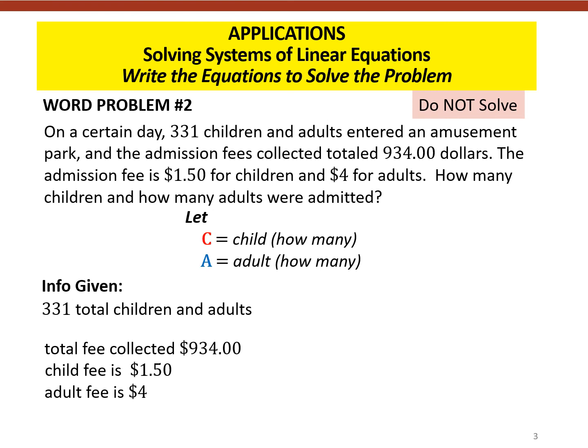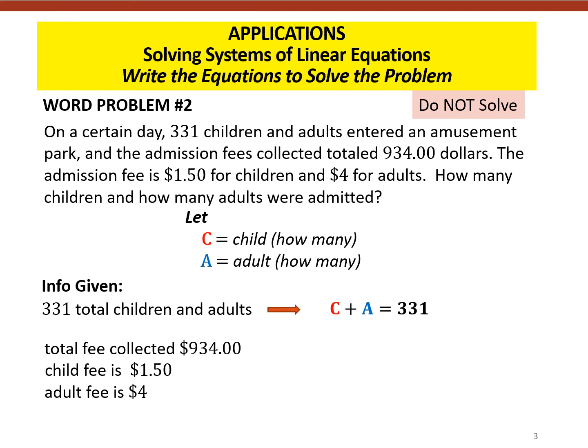Now, let's go ahead and actually write each equation. I have a total children and adults equal 331. Total means, all right, add the children, add the adults. They got to be 331 altogether. So there you go. C plus A equals 331. Now, the total fee collected is $934, and each child paid $1.50, and each adult paid $4.